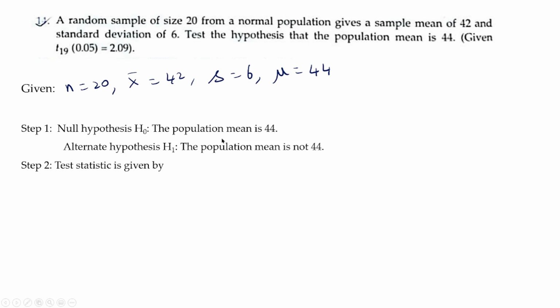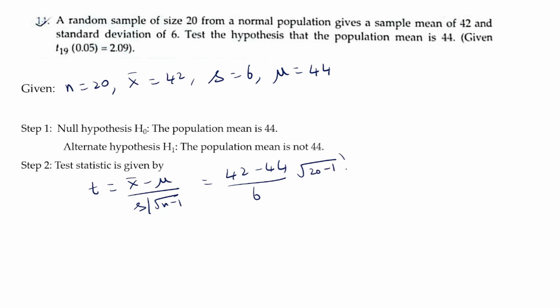So this is very easy. Null hypothesis: the population mean is 44. Alternate hypothesis: the population mean is not 44. So the test statistic is t equal to x bar minus mu upon s by root of n minus 1. So it is 42 minus 44 upon 6 into root of 20 minus 1, so it is minus 2 by 6 into root 19, which is approximately 4.36. Now when we simplify, we get minus 1.45.